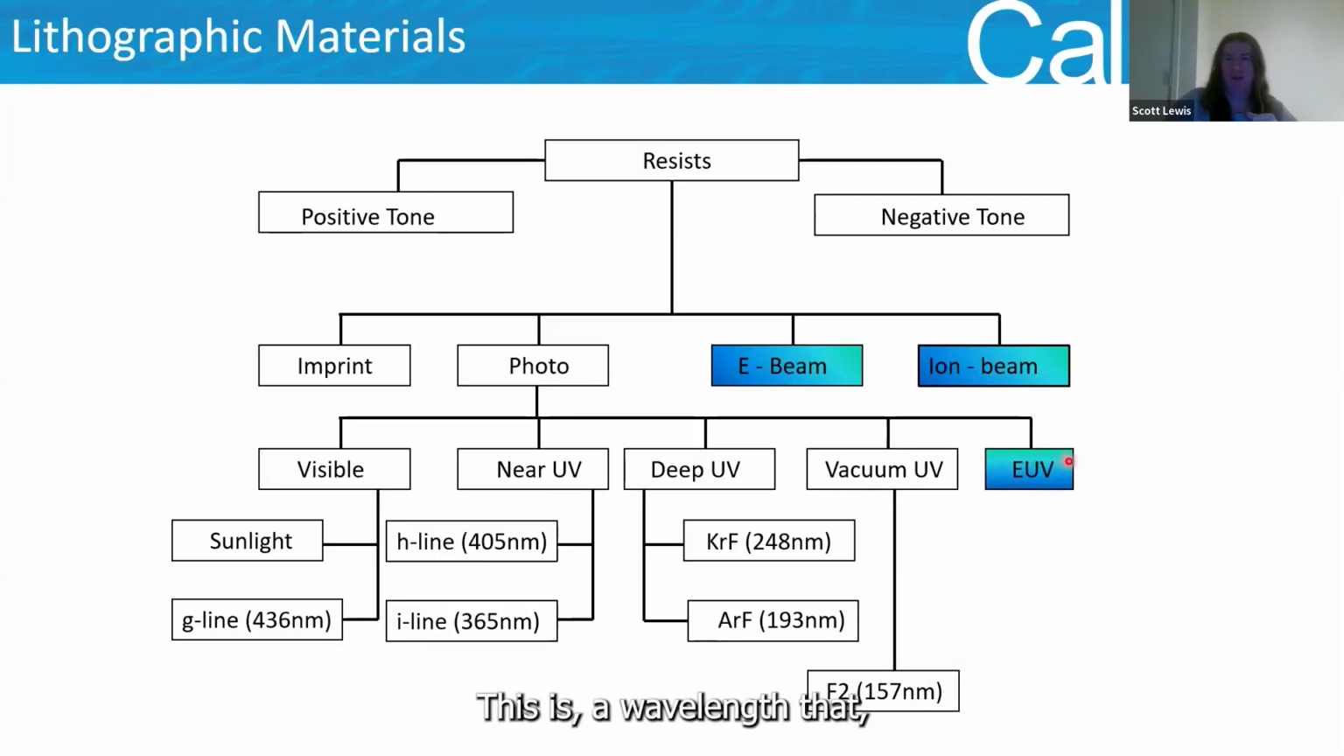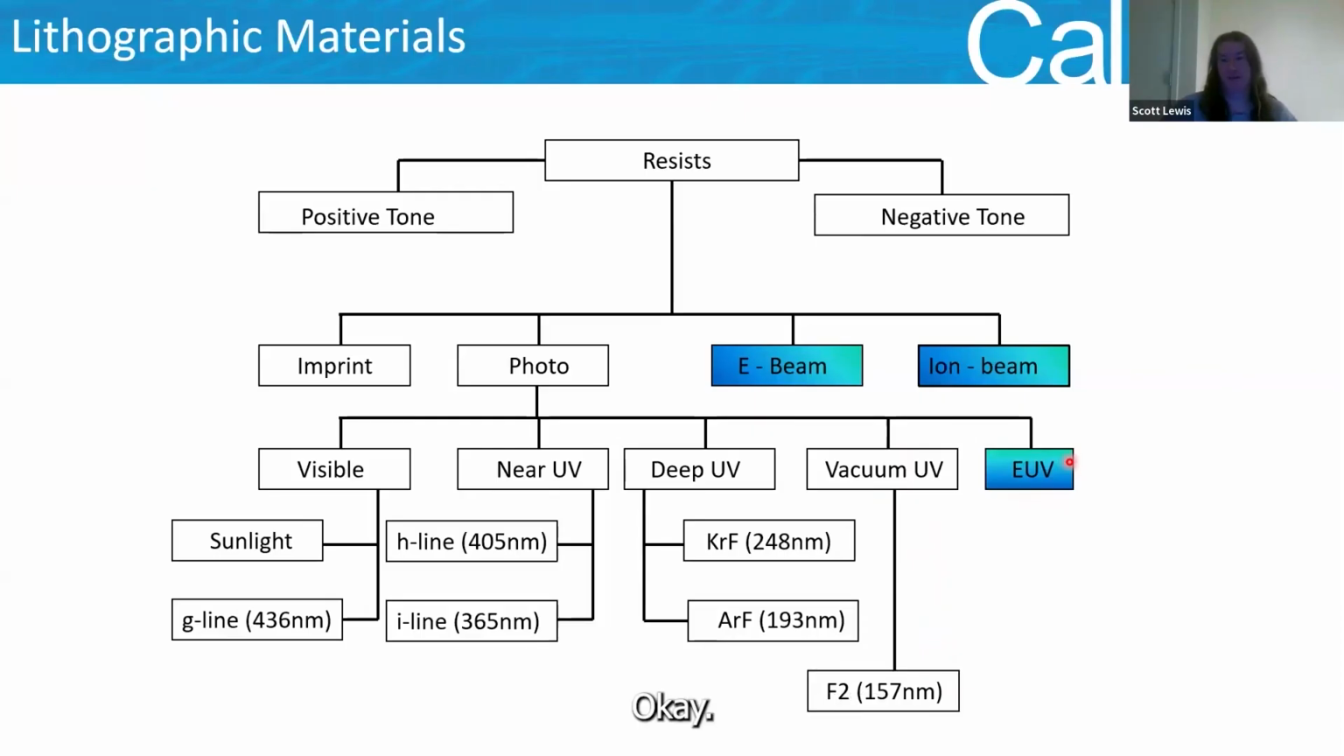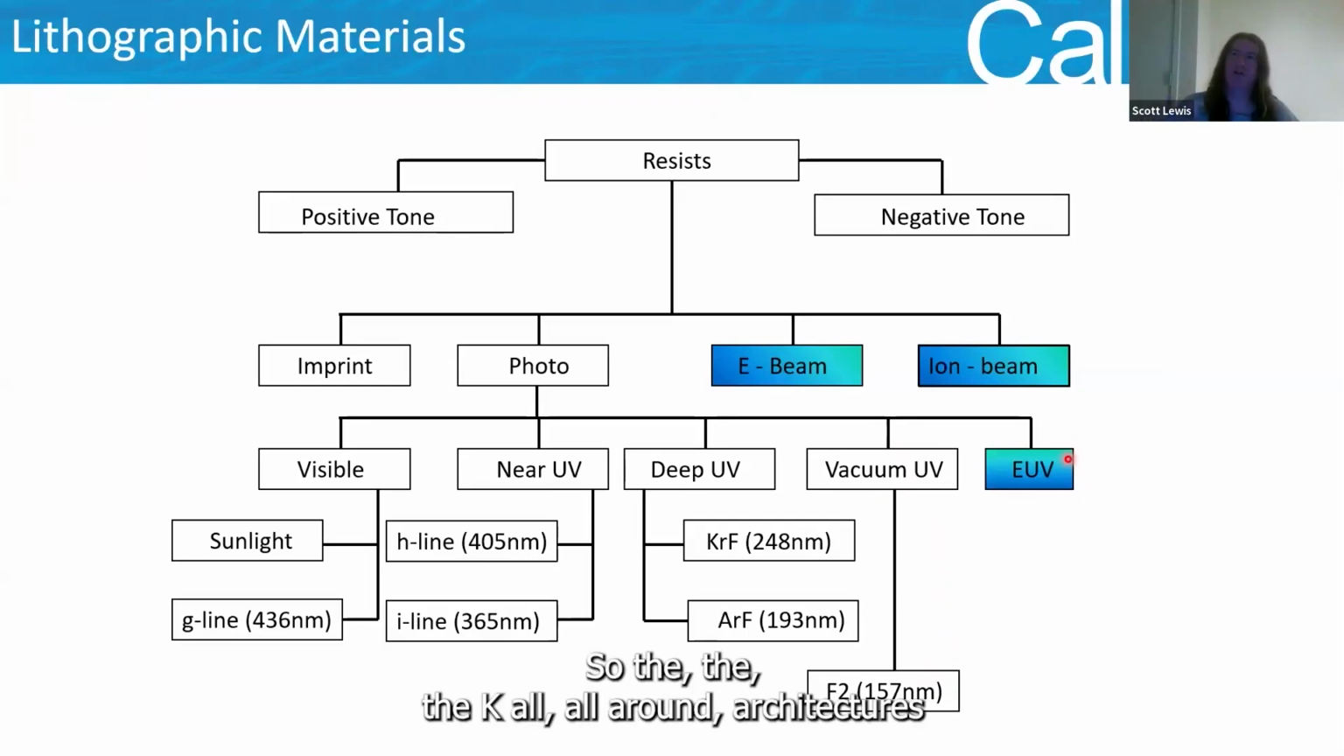This is EUV. This is a wavelength of 13.4. Sorry, I have to think. I don't think in wavelengths, but 92 eV. Okay, so this is current state of the art. This went into production November 2019, I believe. That's when they started to make new devices like your FinFETs, and now they're into GAAs, right? So the gate all around architectures that they're developing today.